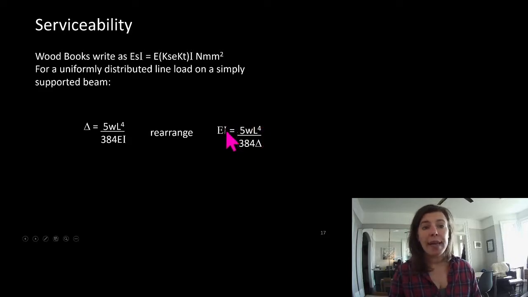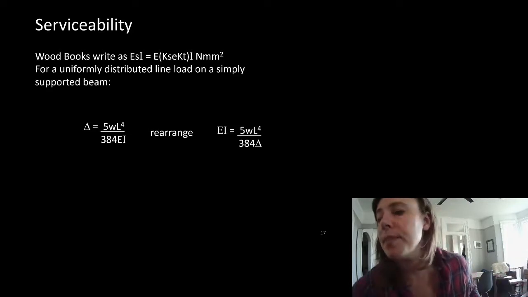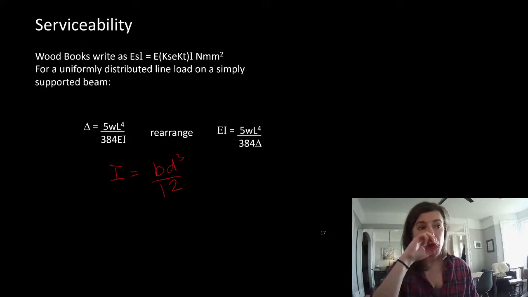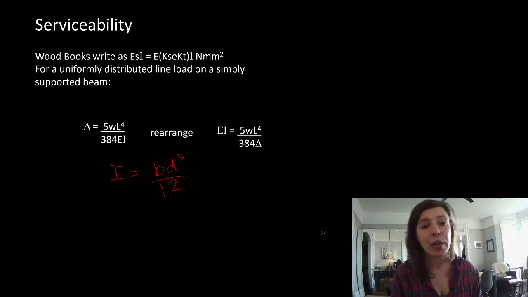So I, we know, is a shape property. And if we're talking about a W section, we can go look it up easily enough. But we know that for a rectangle, I is BD cubed divided by 12. We discovered that way back in lecture 4. So we'll just rearrange this to be EI. What is the minimum EI of our member that we need to satisfy this criteria?